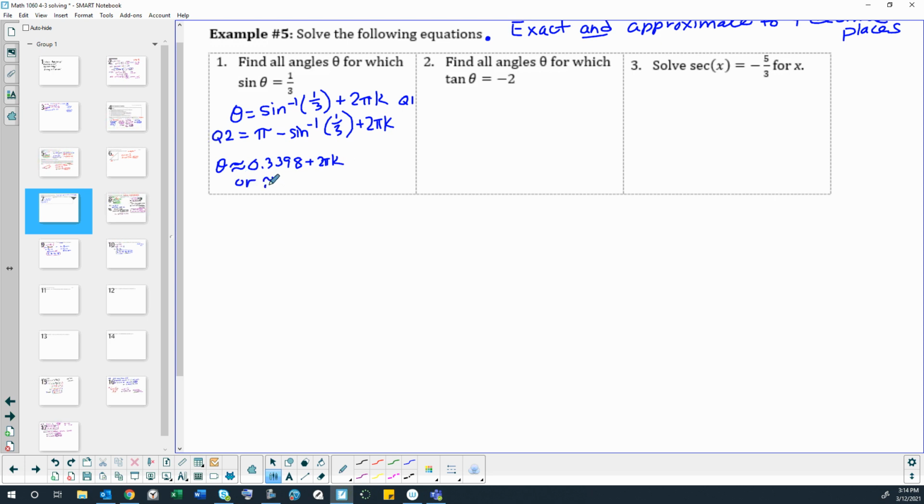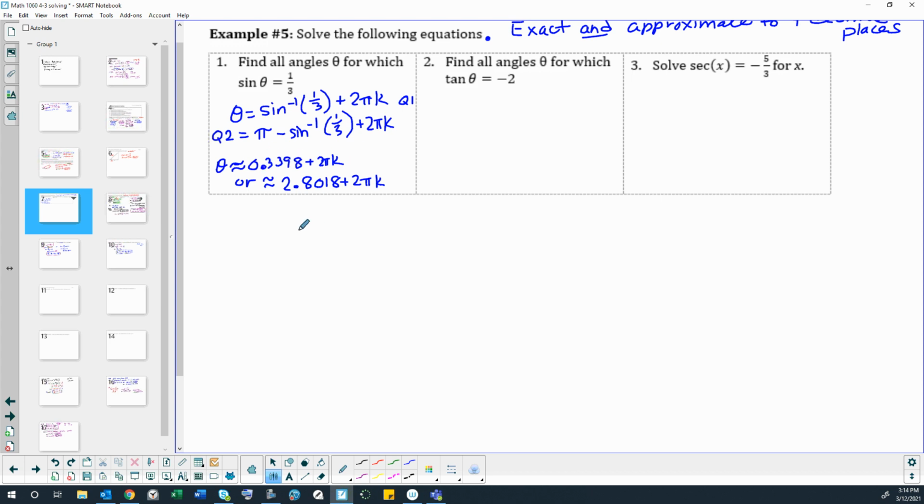And then to find the quadrant 2 angle, I would take that answer and subtract it from pi, which has to be less than 3.14 because we're subtracting from pi. So that would be 2.8018, because it was a 7 5, so it rounds up to an 8, plus 2 pi k. So that would be infinitely many approximate answers.